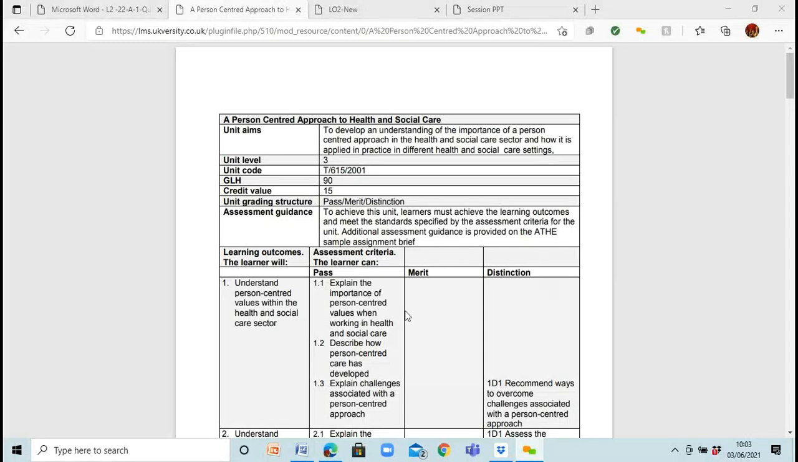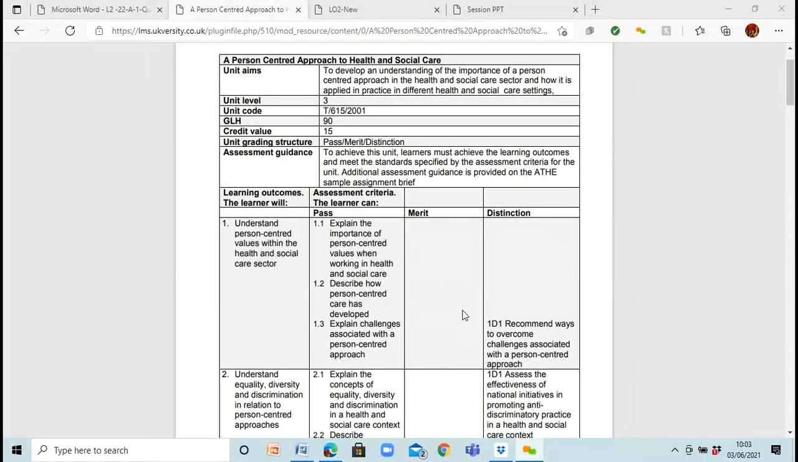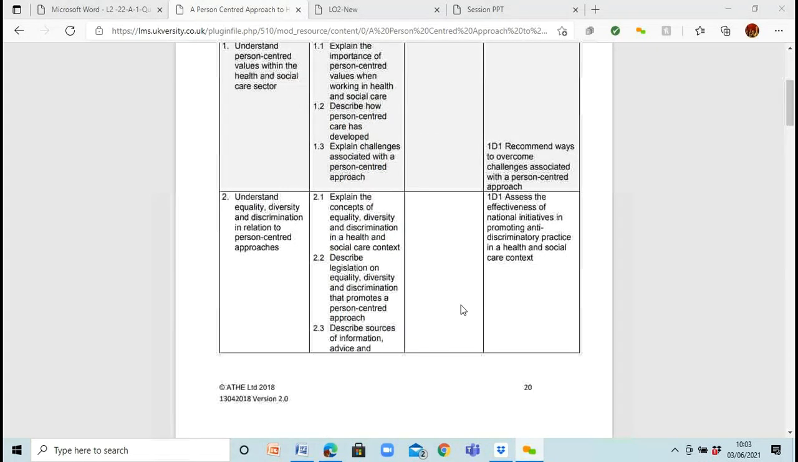We're going to be looking at Learning Outcome 2 today. So yesterday we looked at some Learning Outcome 1 and a little bit of the history of person-centered care, what the values are, and some challenges and how we can overcome them. Now we're going to look at the equality and diversity part of the person-centered approach. So Learning Outcome 2 is understand equality, diversity, and discrimination in relation to person-centered approaches.